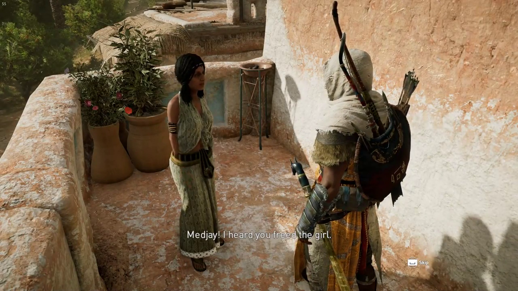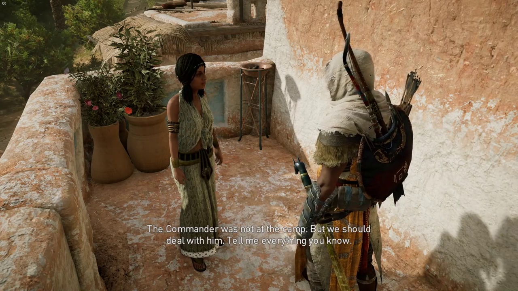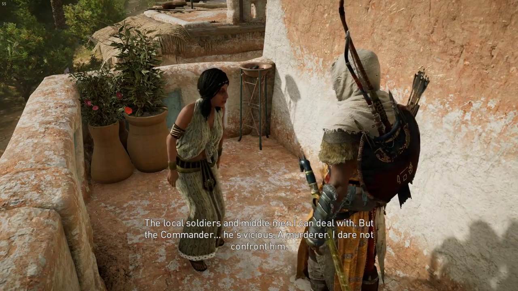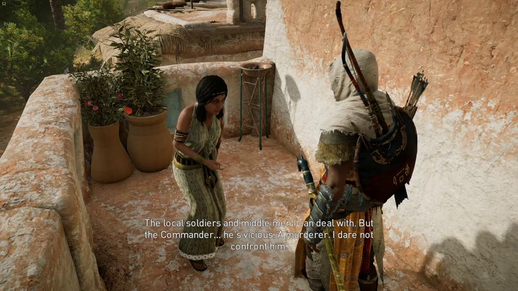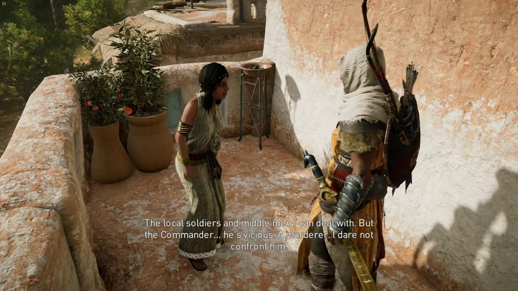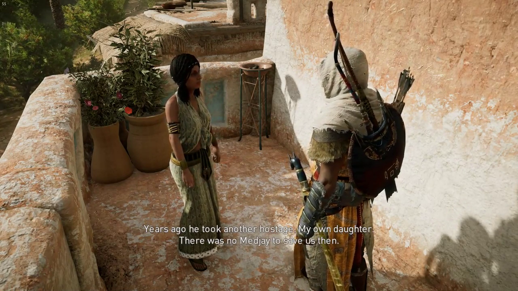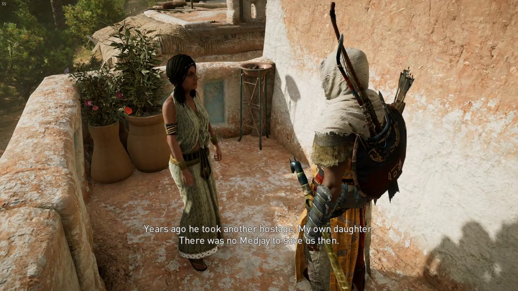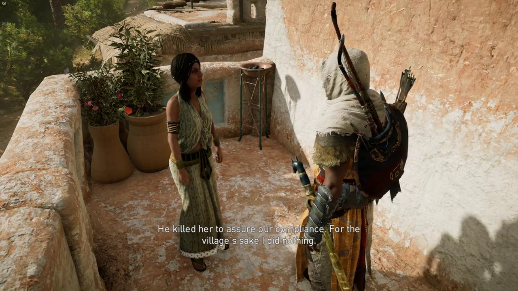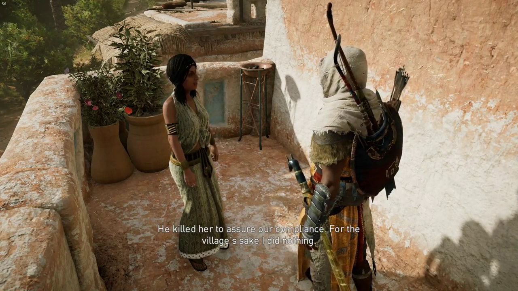Medjay, I heard you freed the girl. The commander was not at the camp, but we should deal with him. Tell me everything you know. The local soldiers and middlemen I can deal with. But the commander, he is vicious. A murderer. I dare not confront him. Years ago, he took another hostage. My own daughter. There was no Medjay to save us then.